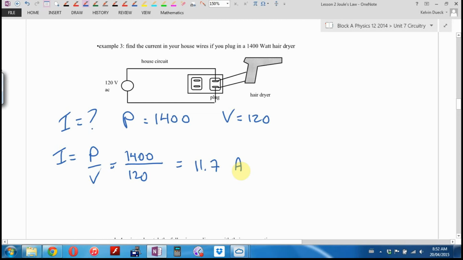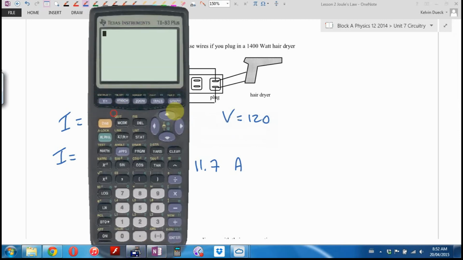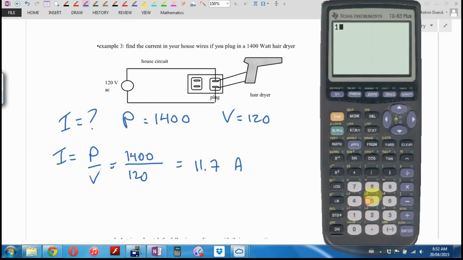Now, a standard plug will overload and trip a breaker at 15 amps. Could you run 2 blow dryers on this outlet? Nope. In fact, the maximum I have left, I can even do the math once my calculator boots up. If I go 15 amps, which is what a standard outlet can handle, minus 11.7, I can handle 3.3 amps. In fact, since I know it's plugged into 120 volts, the maximum I can put in is a 400 watt. A 400 watt appliance will trip this breaker.